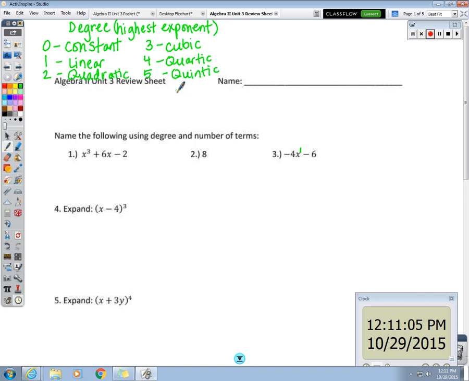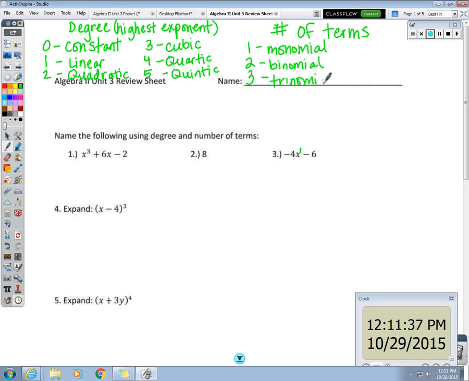Now, you're also going to name these by the number of terms that they have. So obviously, we can't start this list with 0, because if you have 0 terms, you don't have a problem, right? So they'll start out with 1 term, 2 terms, or 3 terms. If it's 1 term, what is that called? A monomial. If it's 2 terms, what is it called? A binomial. And if it's 3 terms, it's called a trinomial.